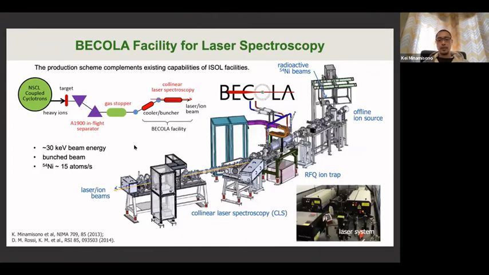Okay, let's go back to my experiment. So this is a laser spectroscopy system, BECOLA. In this scheme, the radioactive beam is coming from the top, first injected into the radio frequency quadrupole ion trap. So the DC beam was converted into a bunched, pulsed beam, and then the bunched beam was transported to the collinear laser spectroscopy beamline, where the laser light is collinearly overlapping with the ion beam for the bunched beam fluorescence measurement.